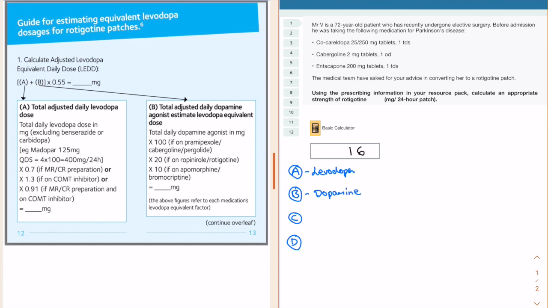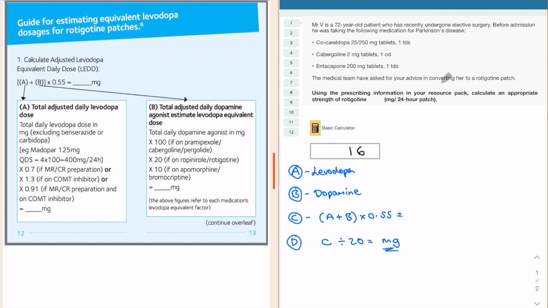In the third part, stage C, we're going to add A and B together, and then we're going to times it by 0.55. In stage D, we're going to take our answer from stage C and we're going to divide it by 20 to get the amount of milligrams of rotigotine that the patient needs in a 24-hour window.